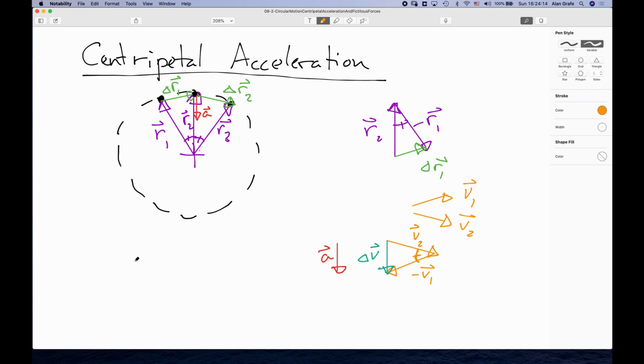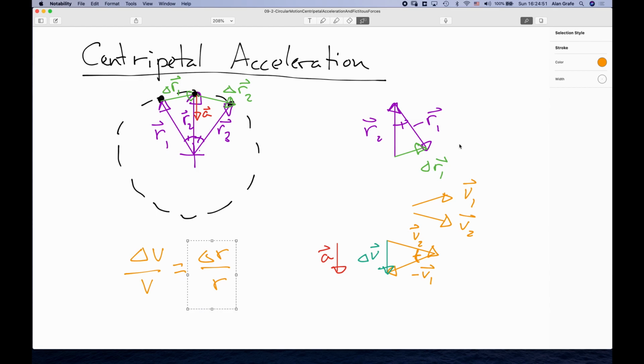So this means that I can write that delta V is to either of these V's, because remember, since we're going at constant speed, the magnitude of V1 and V2 is just V, has to equal the ratio of delta R, and it doesn't matter if it's delta R1 or delta R2, so we'll just call it delta R, over R, and it doesn't matter if it's R1, R2, or R3. So that's true by similar triangles.